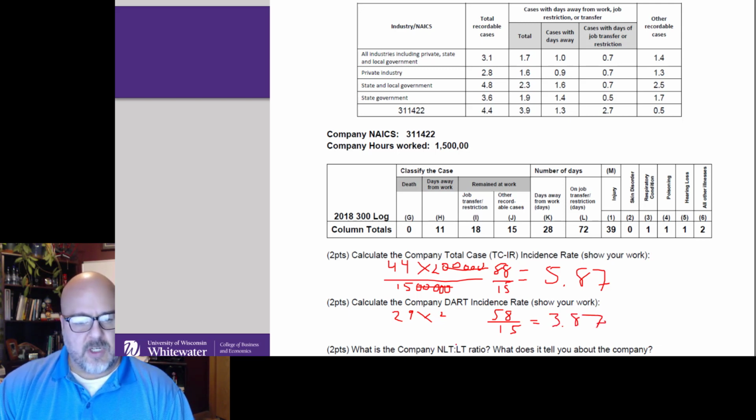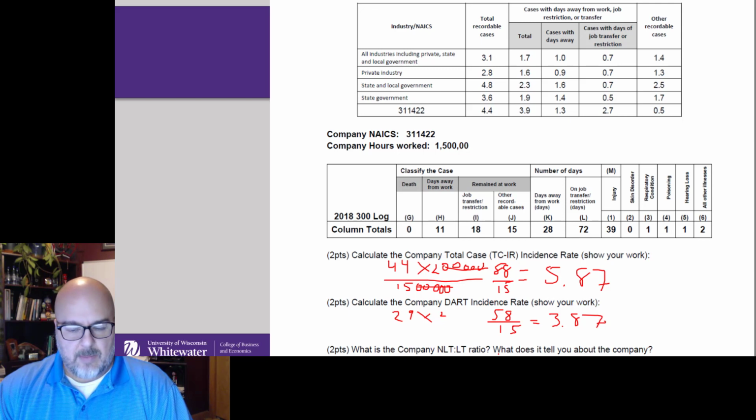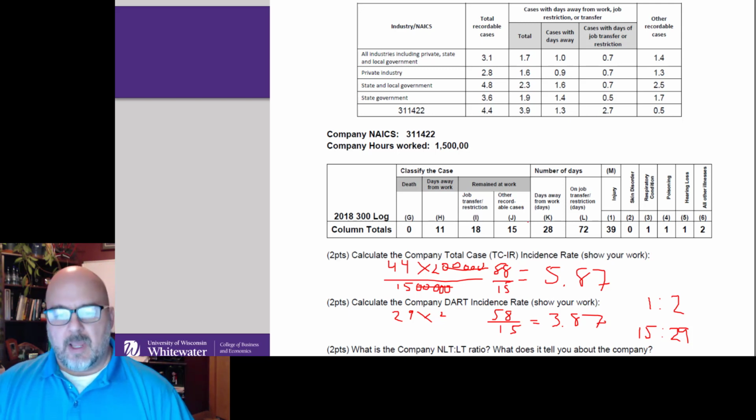Next question is, what is the company's no lost time, lost time ratio? Well, it's J versus H and I. So it is 15 to 29. It's not 1 to 1. It's almost 1 to 2, which is bad. That means they're under recording the J. That should be much higher.